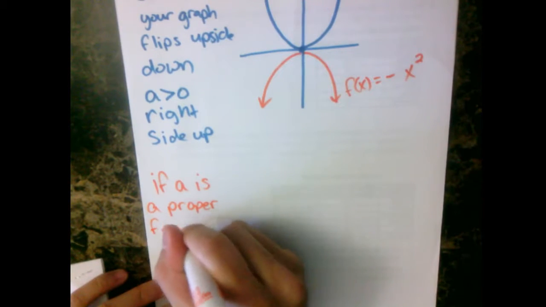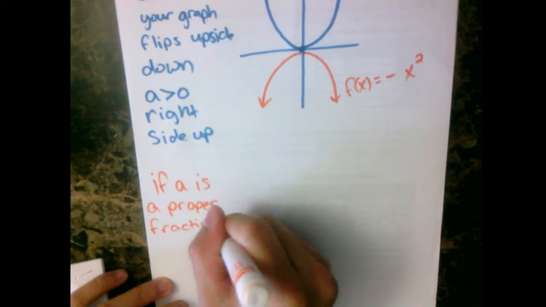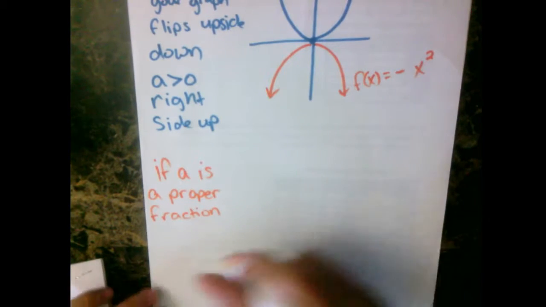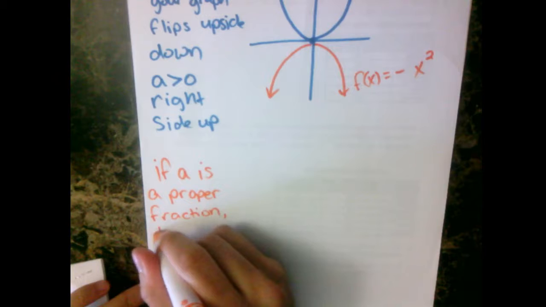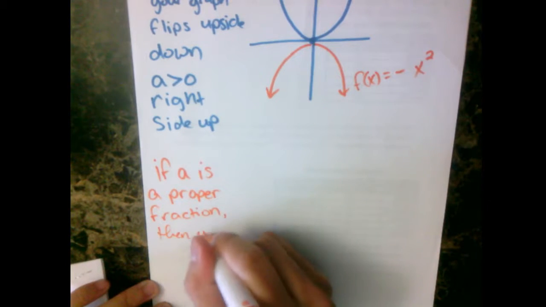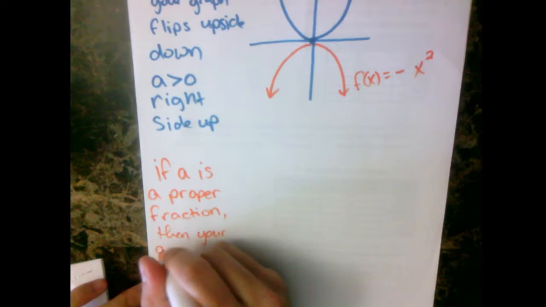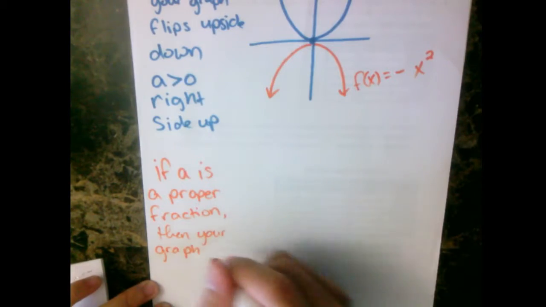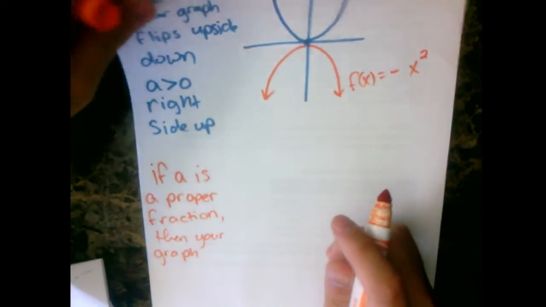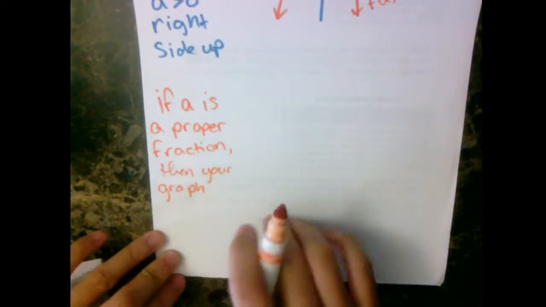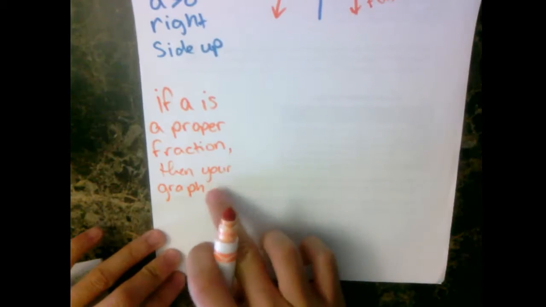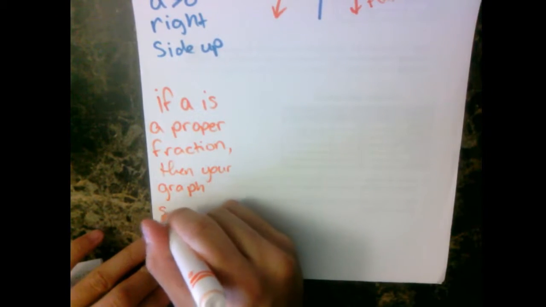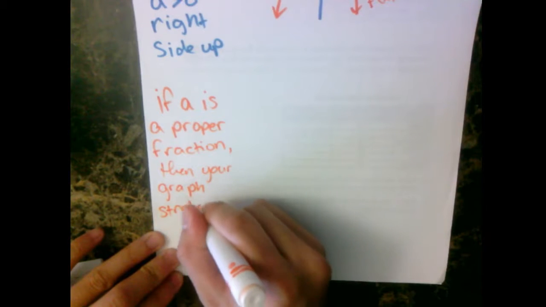Remember, this could be positive, this could be negative, but if a is a proper fraction, then your graph gets skinnier. Or I'm sorry, it gets fatter. I'm so sorry. That was completely wrong on my part. So if A is a proper fraction, then your graph stretches horizontally or gets fatter.